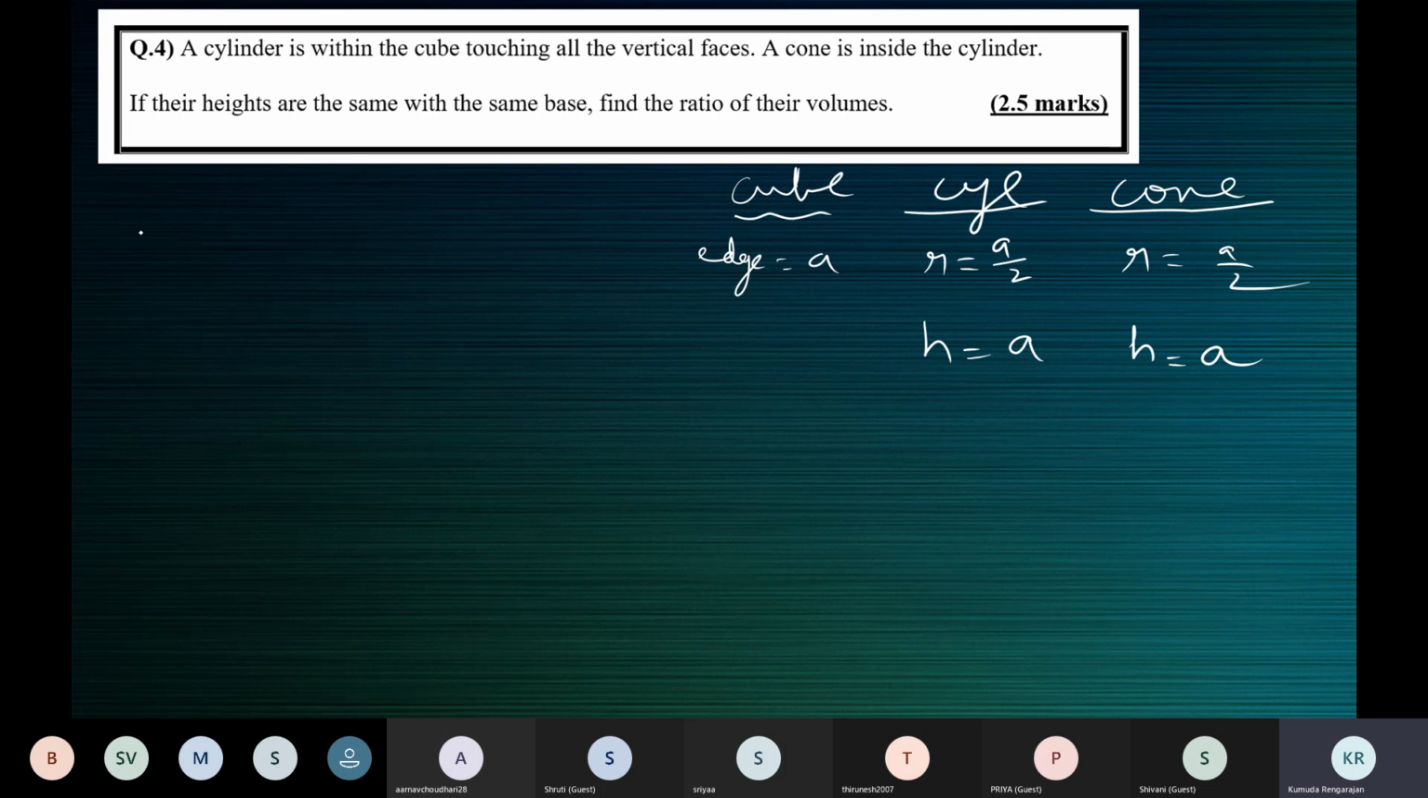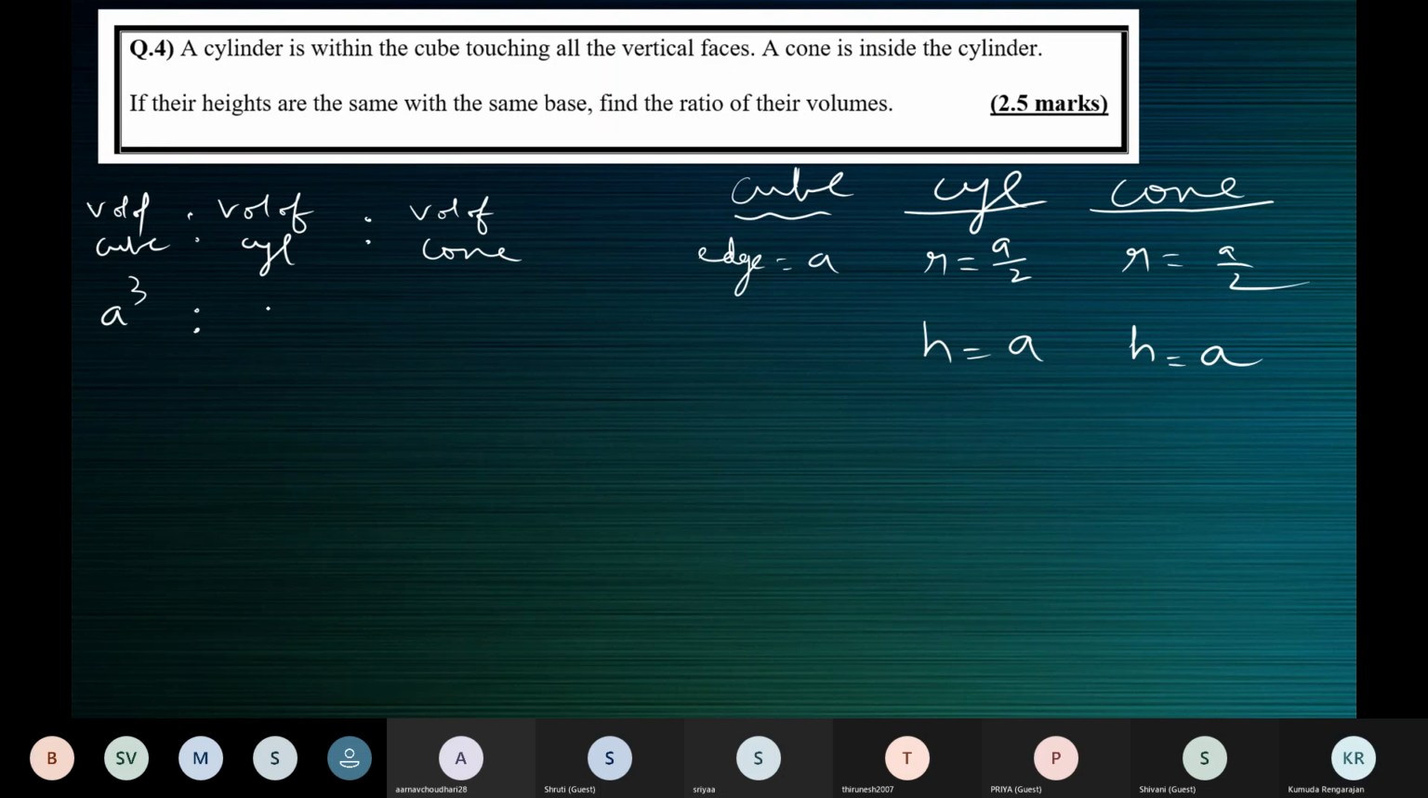So we need to find the ratio of their volume. So volume of cube is to volume of cylinder is to volume of cone. Cube is A cubed. Please, let's do it together. So volume of cube A cube, cylinder pi r square h, and cone 1/3 pi r square h. Same r and same h, because they have the same radius and height.